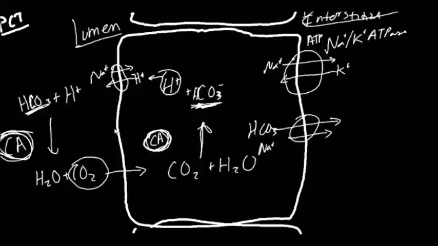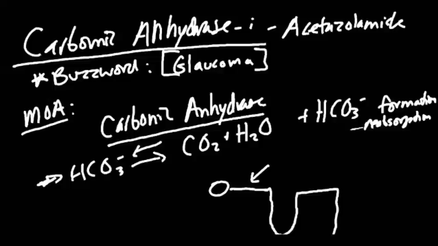We have a luminal side. That carbonic anhydrase is actually on the luminal membrane. It's not just floating around there. No, it's going to be on the luminal side. We've also got carbonic anhydrase inside the cell. So that's what's going on right now. If we inhibit this carbonic anhydrase enzyme, or if we inhibit that one, that's what a carbonic anhydrase inhibitor is. That's what the drug does.